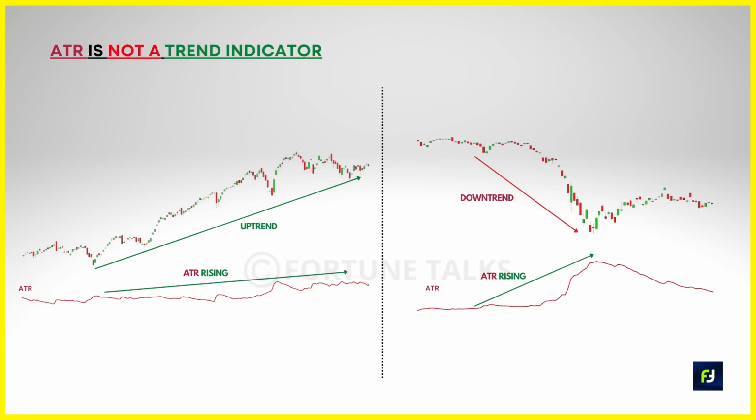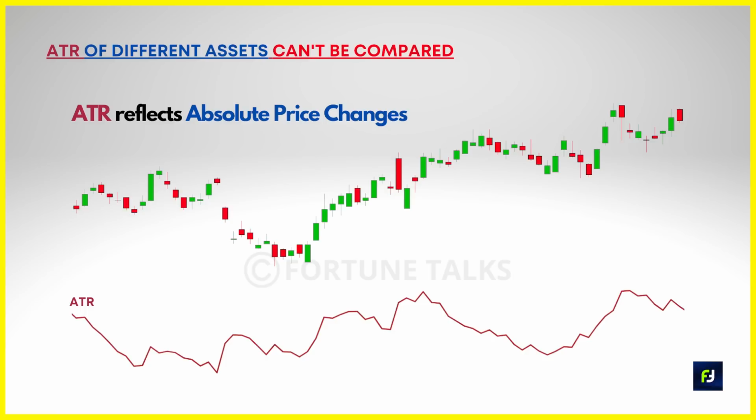So don't presume that if ATR line is rising, it means the price must be in an uptrend. It's not necessarily true because the price could either be in an uptrend or in a downtrend. So to identify trend, either look into price action or use other trend-based technical indicators. What the ATR tells us is that if ATR line is rising, volatility is increasing, and if ATR line is falling, volatility is decreasing.